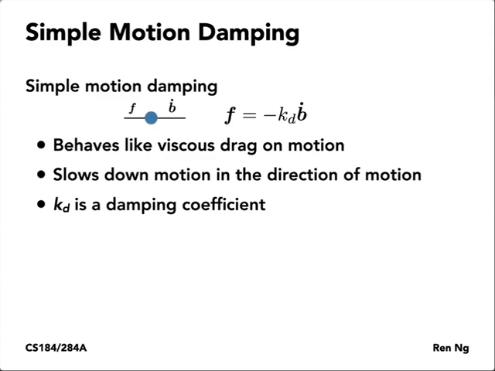Simple motion damping. This is not going to be a useful model, but it'll be a starting point that we'll build on in the next slide. Let's say that we have a particle called B, with some velocity at this moment, B dot. A simple motion damping model is for the force to be equal to negative k sub d times B dot. What does that mean? k sub d is a constant, a damping constant. Negative because this force will point in the opposite direction from the velocity, and B dot is, of course, the velocity of this particle.